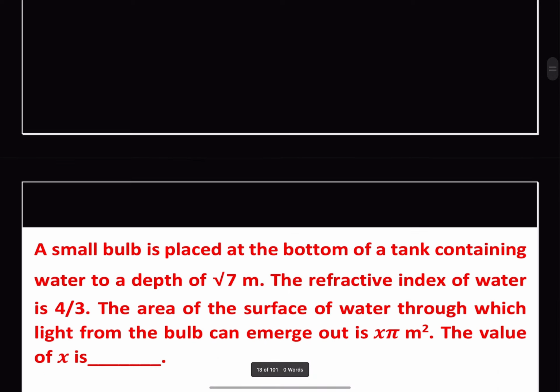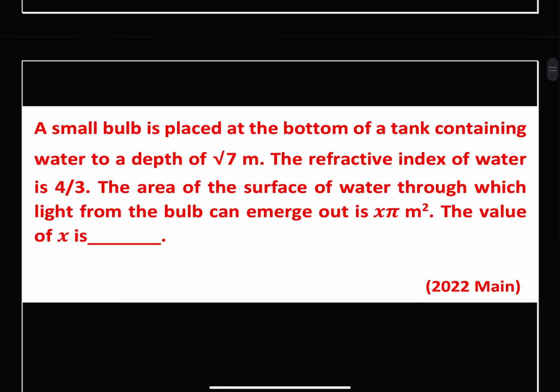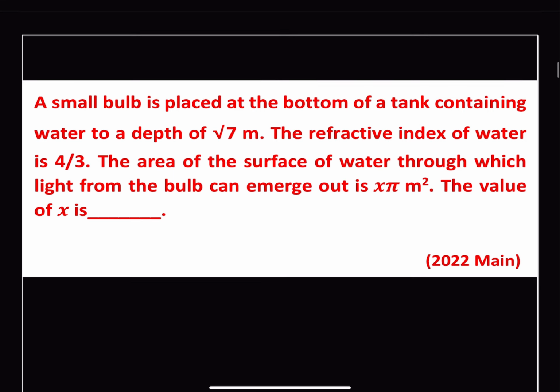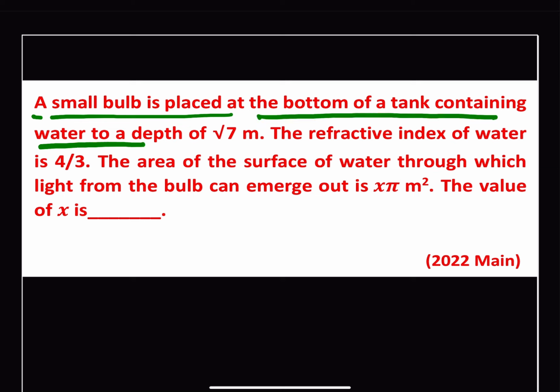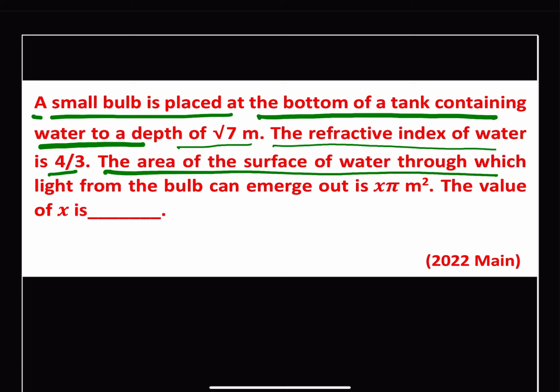Next question. Here it states that a small bulb is placed at the bottom of a tank containing water to the depth of square root of 7 meter. The refractive index of the water is 4/3. The area of the surface of water through which the light from the bulb can emerge is x by something meter square.